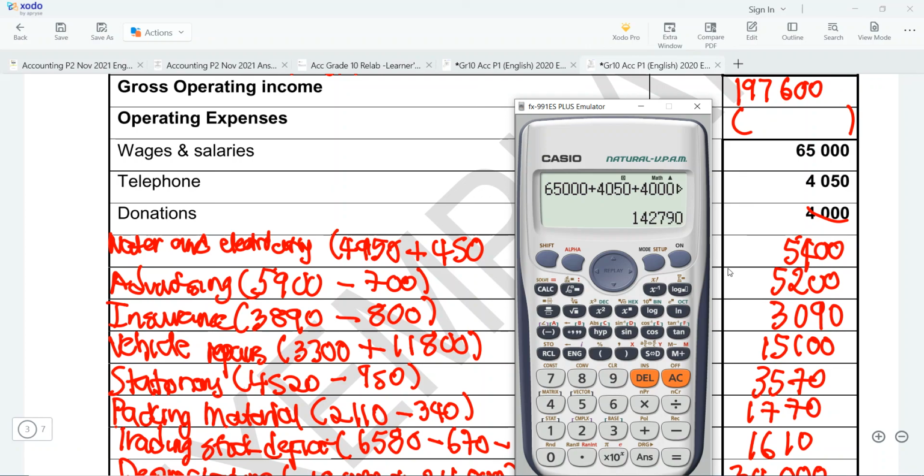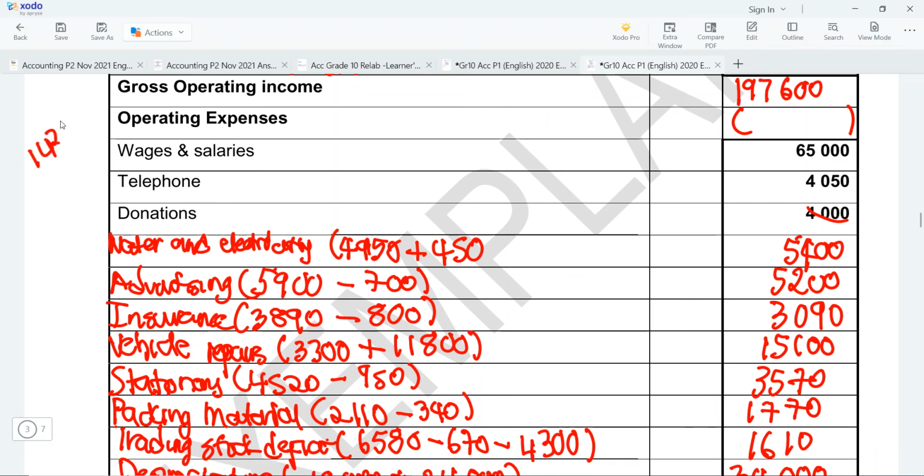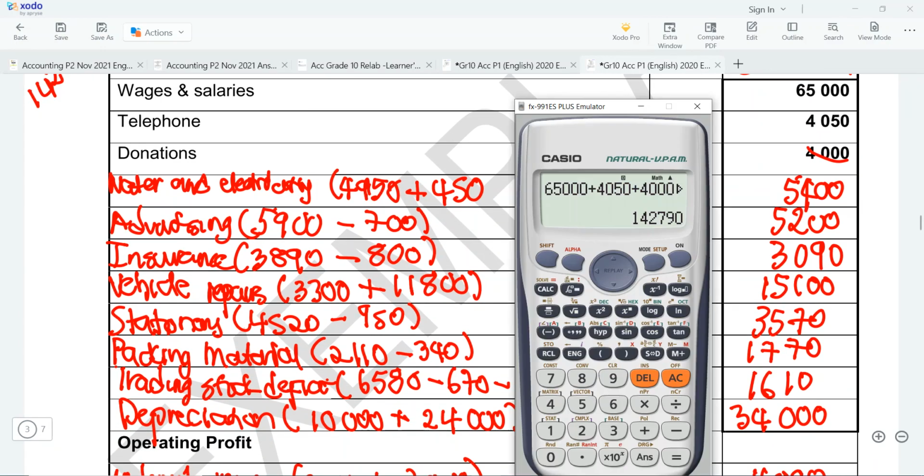It's giving 142,790, but I will write it here. I'll write it here and confirm if my answers are still correct. So you also need to verify when you do this. Okay, so let's do it again.